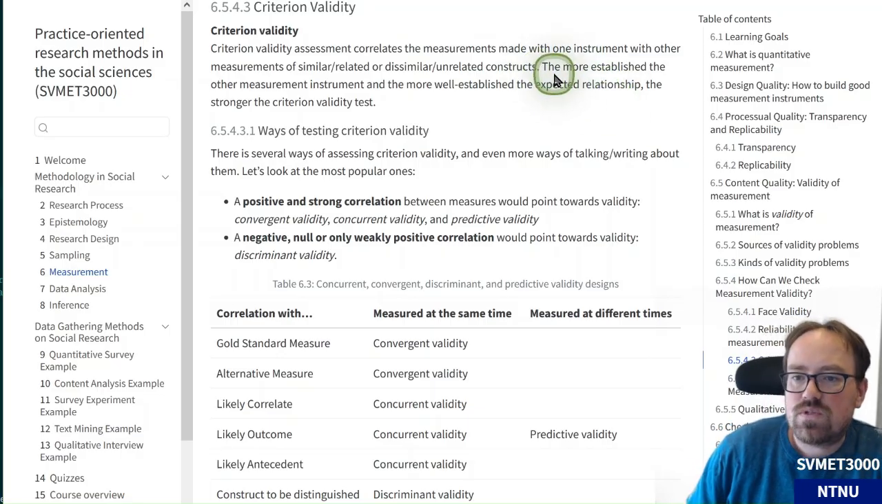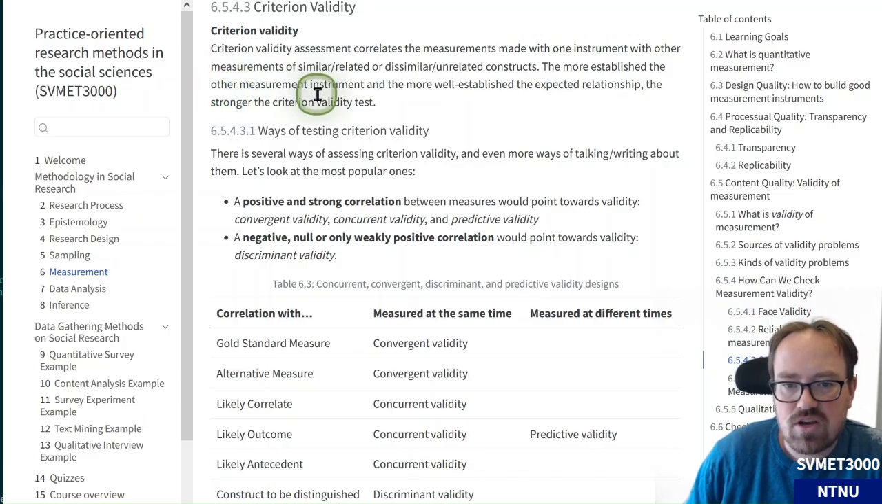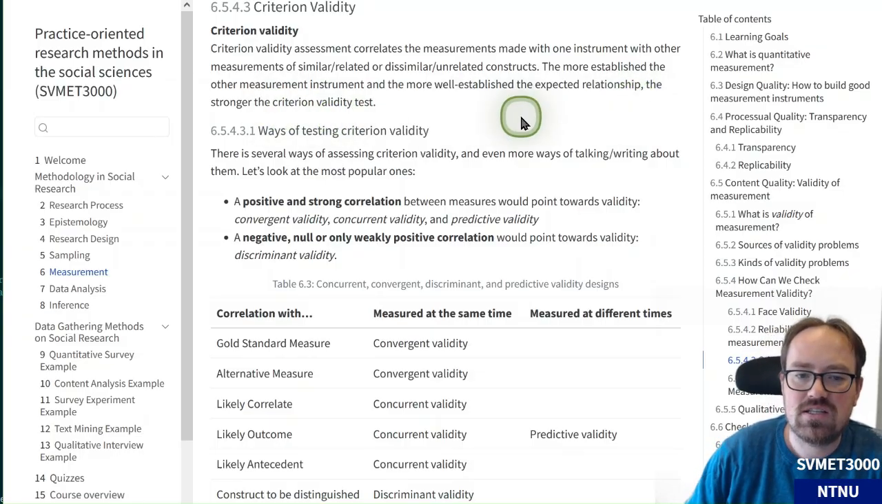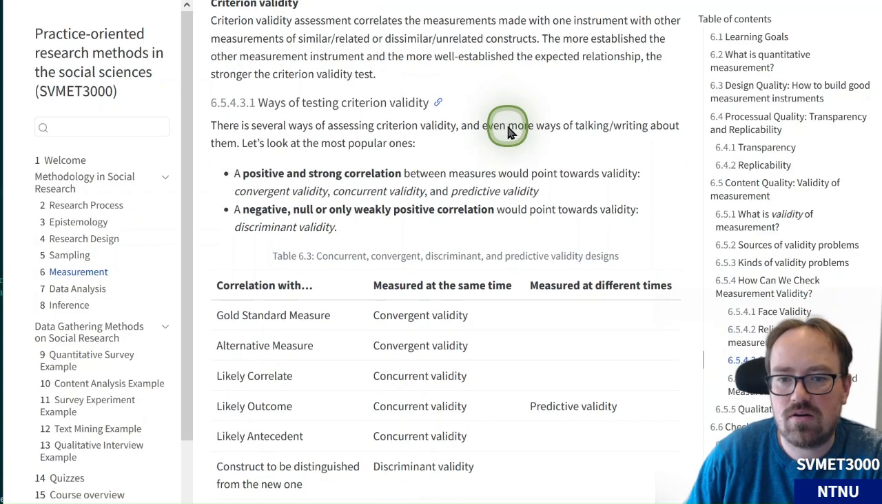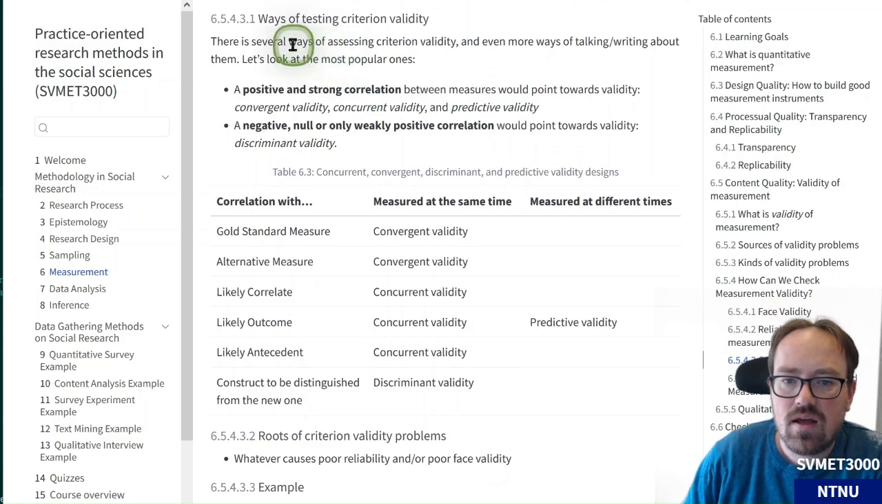Just so you aren't confused. The more established the other measurement instrument is, and the more well established the expected relationship, the stronger would be the criterion validity test. So let's look into the different kinds of criterion validity testing.